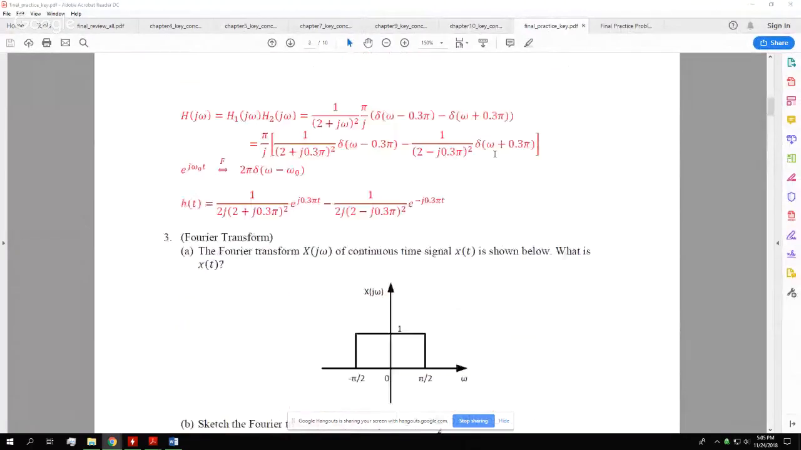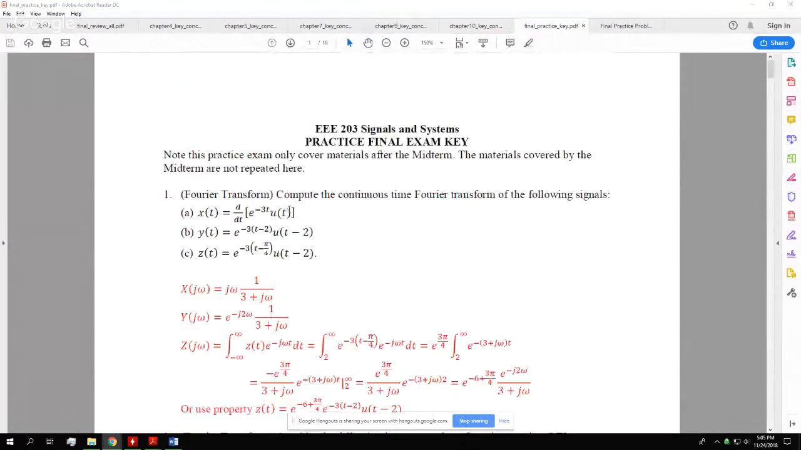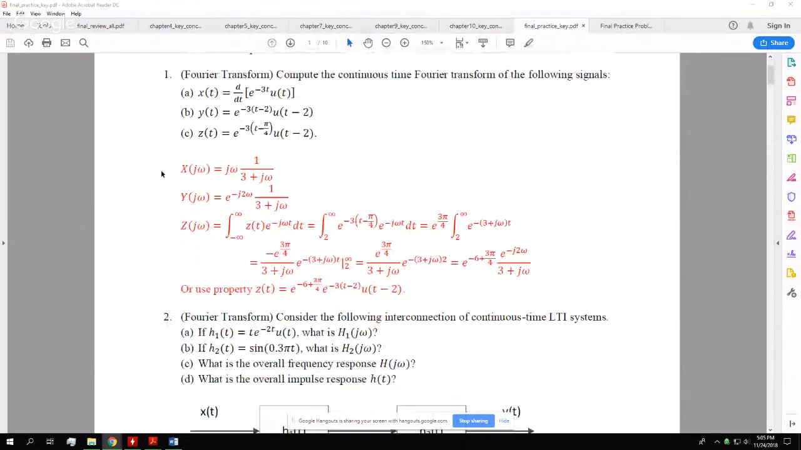So I'm starting with number 1. First we'll see what the question even asks. This is a Fourier transform question. Compute the continuous time Fourier transform for the following signals. And we have 3 different signals, X, Y, and Z. Now the first one is we have some signal, and we want to take the derivative of that. So that's fairly straightforward. I'm going to go to my notes.